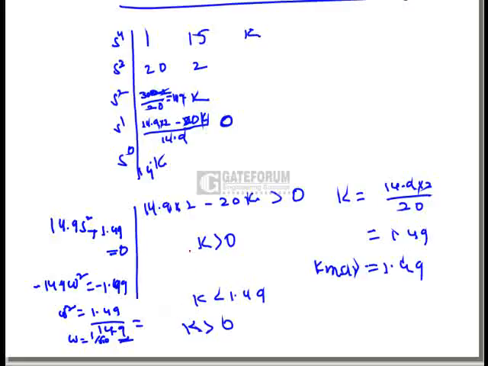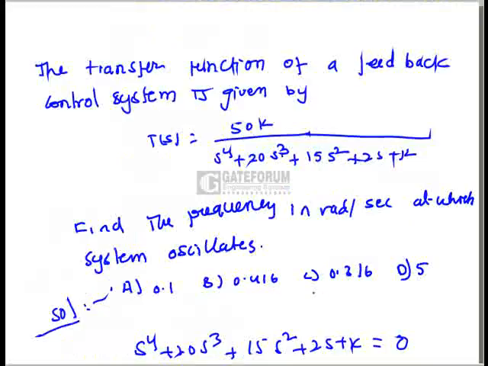So that's why we have to go for option C. Option C is 0.316 radian per second.